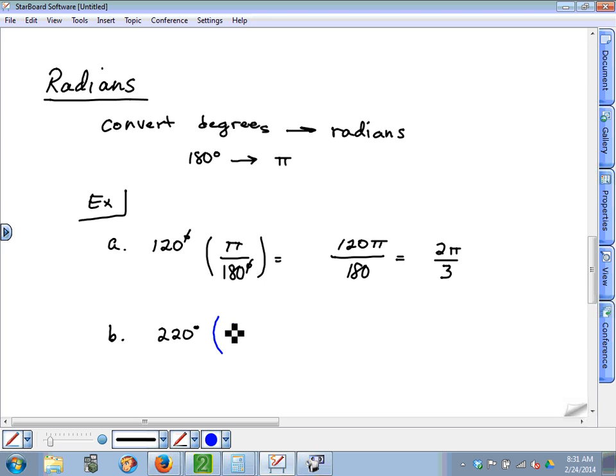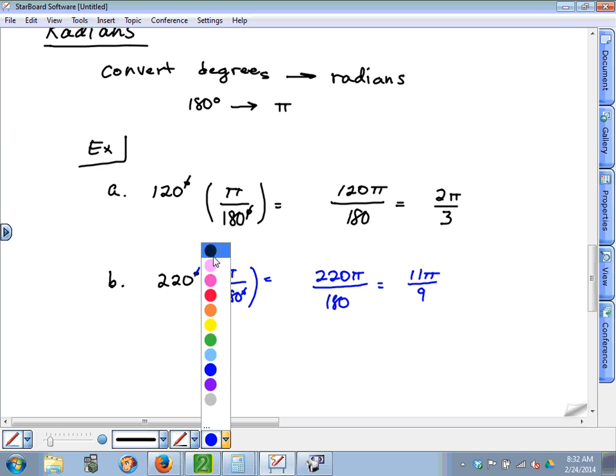Same conversion factor. Because we're trying to cancel the degree unit of measure, on your conversion factor, the degree symbol has to be on the bottom. So the degree units cancel. You have 220 pi over 180. And then you simplify the fraction. 22 over 18 is 11 over 9, so it's 11 pi over 9 radians.